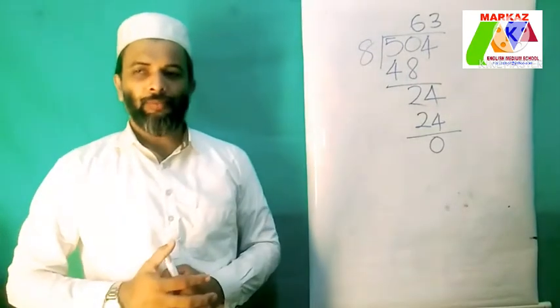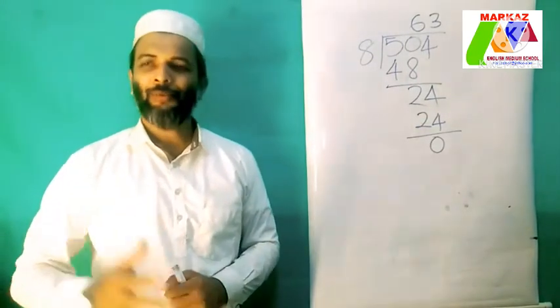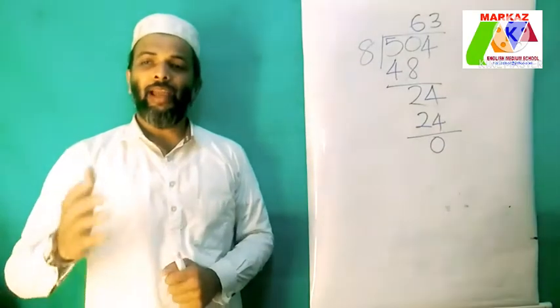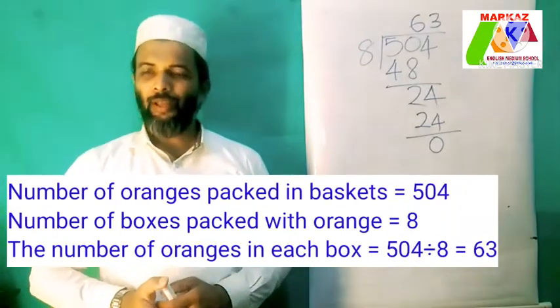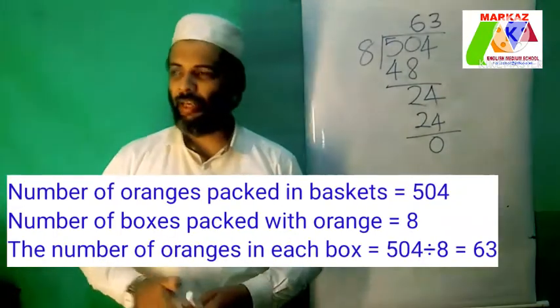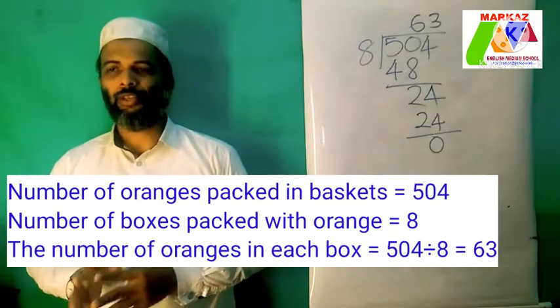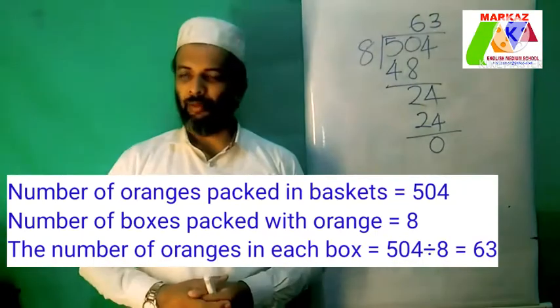Check your answer. All of you correct? Very good. Write the answer in your writing area. The number of oranges in each box is equal to 63.